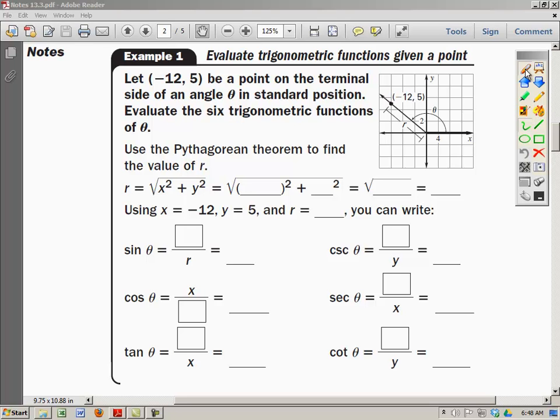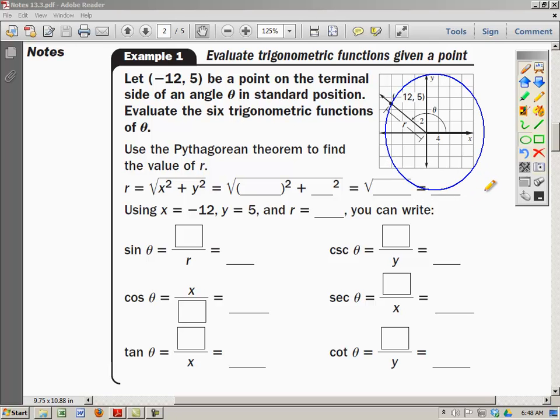Okay, so let's take a look at this problem. It says, let (-12, 5) be a point on the terminal side of an angle theta in standard position. Evaluate the 6 trigonometric functions of theta. So what we're saying here is we have some circle, and I doubt that I'm going to be able to draw it well, but let's try.